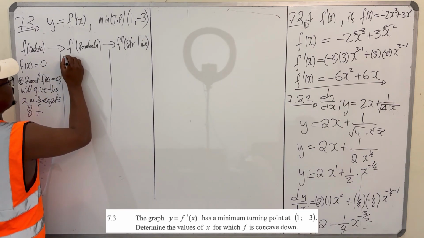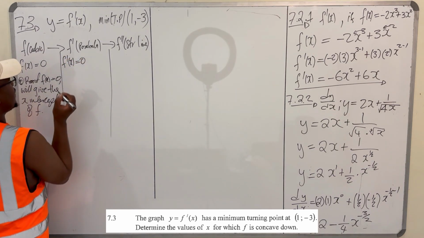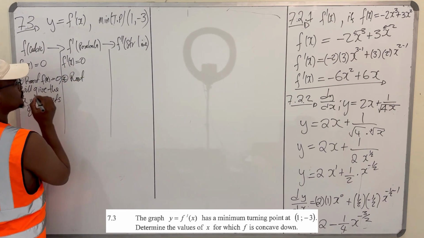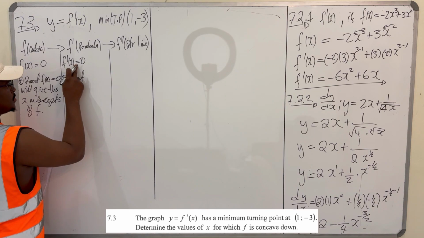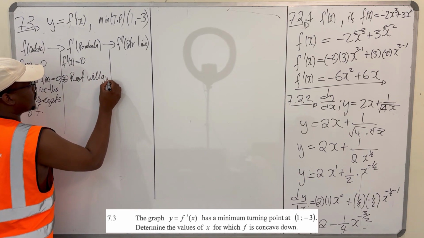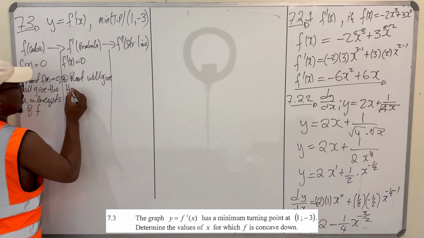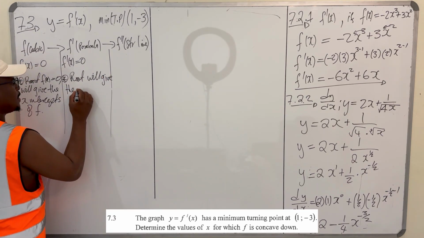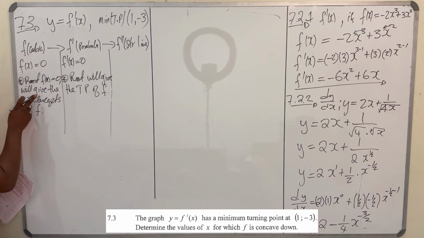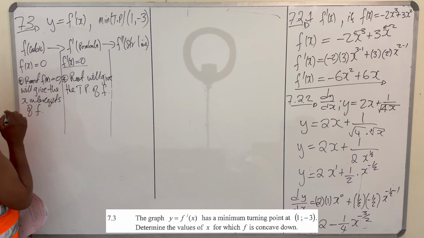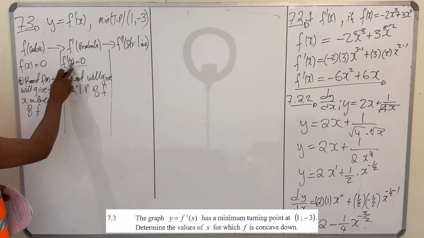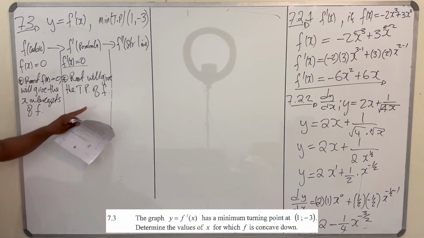If you equate f prime of x to 0 and find the roots, what will the roots tell you? The roots of this will give the turning points of f, which is the original function. So if you derive this and equate it to 0 and find the x values, the x values you'll be getting will be the x values of your original function f.